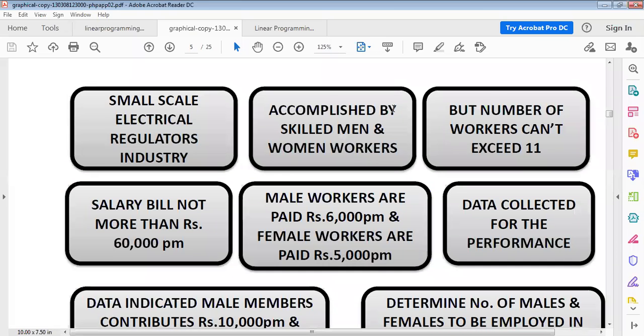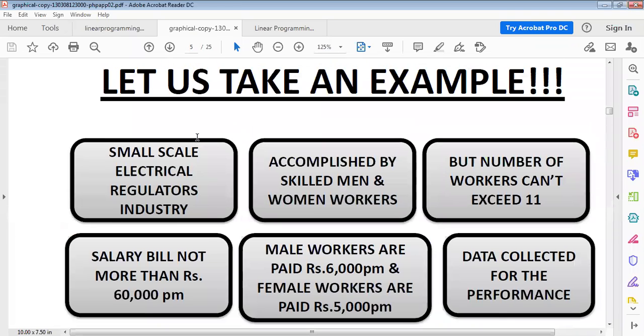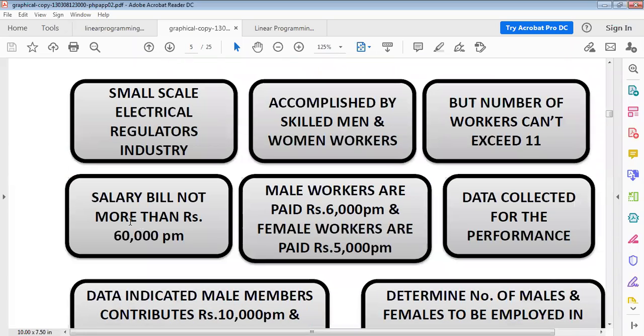In this example, a small scale electrical laboratory industry, there are skilled men and skilled women. Skilled men number is X, and skilled women number is Y. But the total number cannot exceed 11. This is the constraint, remember it. And another, salary will not be more than taka 60,000 per month. So male workers are paid 6,000 and female workers are paid 5,000.